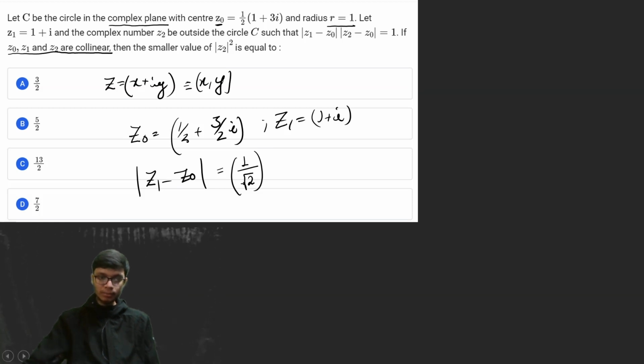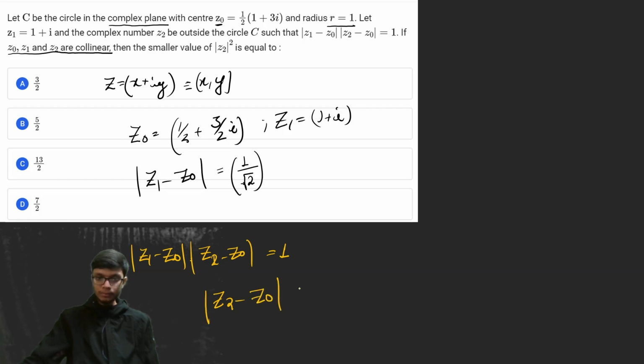And now what is asked in the problem? It is also given that the product of the distances, that is mod of z1 minus z0 and mod of z2 minus z0, multiplied together, is equal to 1. So from here you will get mod of z2 minus z0 is equal to root 2. You can just cross multiply and you will get root 2. Now there is a very crucial step involved. It is said that z1, z2 and z0 are collinear. Now I will use that concept.